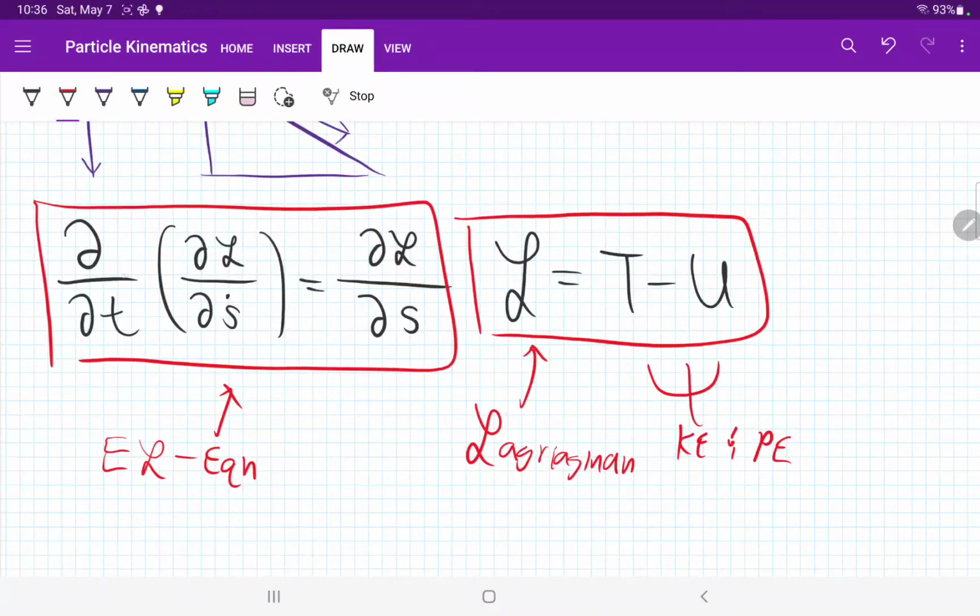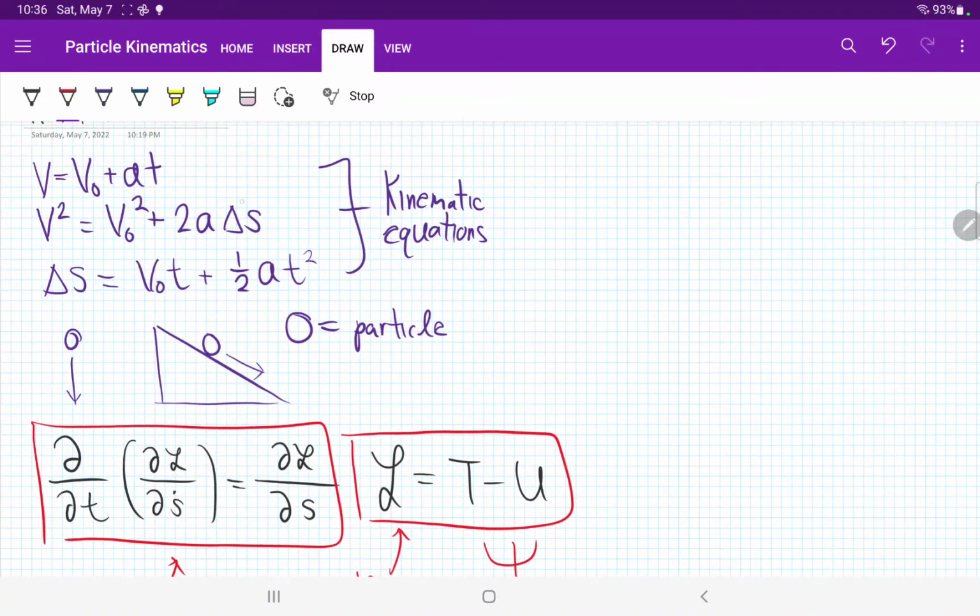And then this is saying the partial derivative with respect to time of the Lagrangian's partial with respect to what? With respect to the change in position. So S, right? Earlier we said that S is our change in position. Well, delta S is our change in position, but S specifically is our position, okay?